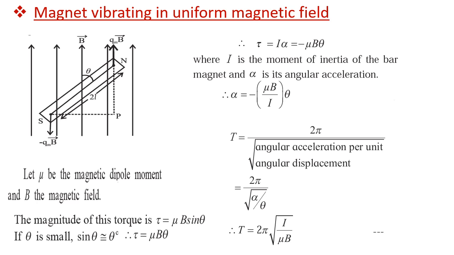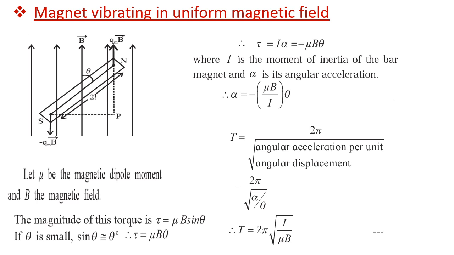Now this diagram shows a bar magnet kept in a uniform magnetic field, which is shown by B. Okay, so 2L is the length of the magnet, and the magnet is kept in a magnetic field at angle theta. Here we consider that mu is the magnetic dipole moment, whose meaning we are already aware of, and B is the magnetic field.